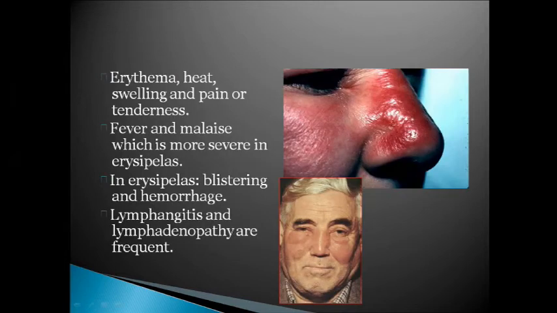Now you see in these cases there will be erythema, swelling and pain over the part of the skin. So in erysipelas, superficial as well as deep layers are also involved. Now in erysipelas, what is the important factor? Blistering and hemorrhage. Why is this blistering and hemorrhage happening in erysipelas?